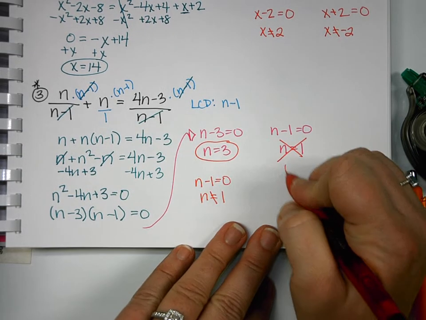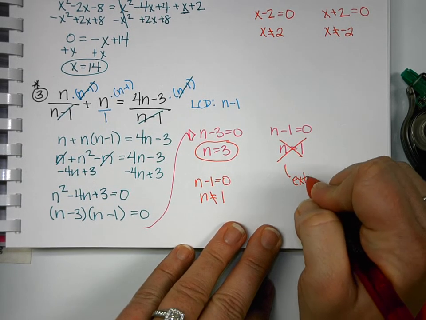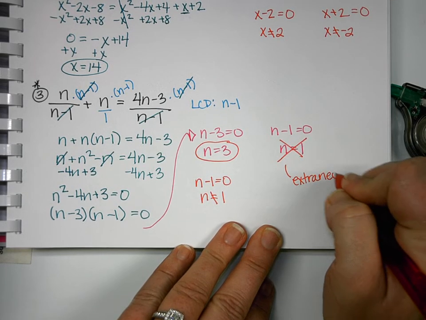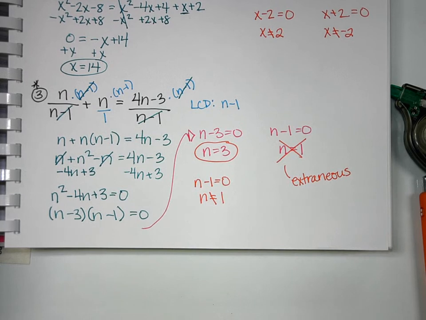This here is what we call extraneous, meaning it's an extra solution, but it's not one that fits our problem. And so you will have these pop up as ways to kind of catch you off if you don't check it. So make sure you're checking your restrictions so that way you don't fall into that trap.